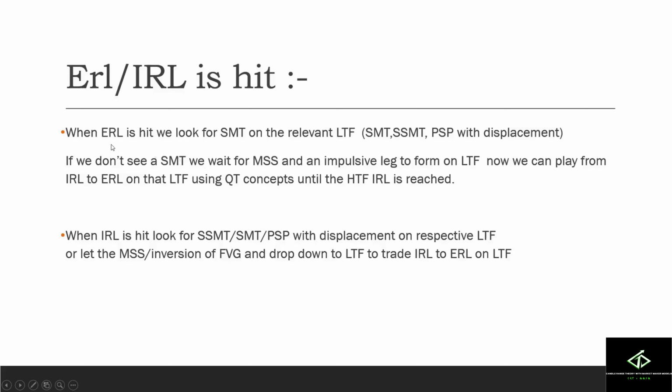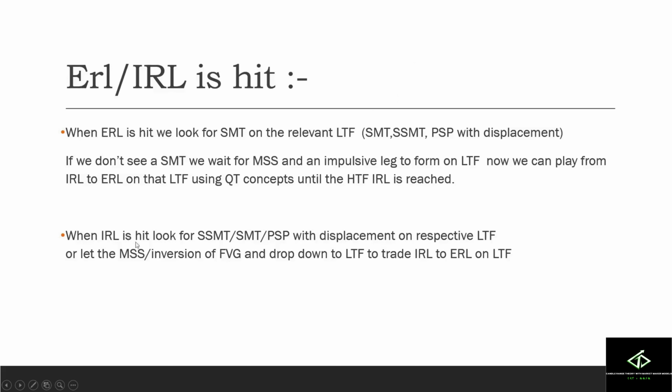So when external liquidity is hit, we look for SMT. If we are not able to find SMT, we will stop there. We will wait for a market structure shift with an impulsive leg, right? We are not looking for any market structure shift which does not have a fair value gap. We need a fair value gap for sure. Now, once that fair value gap is formed and price retraces back to it, we can again look for our SMT or SSMT or whatever quarterly theory concepts we can use there to trade in the direction of that leg.